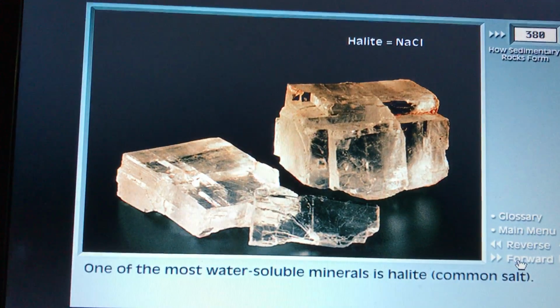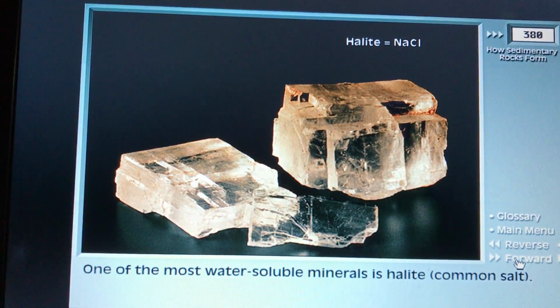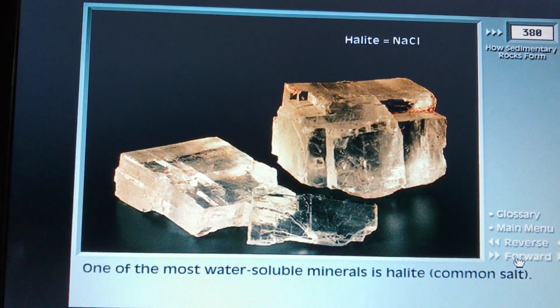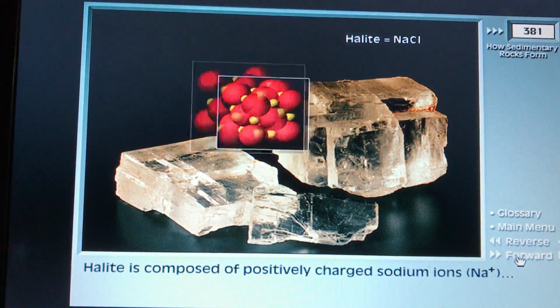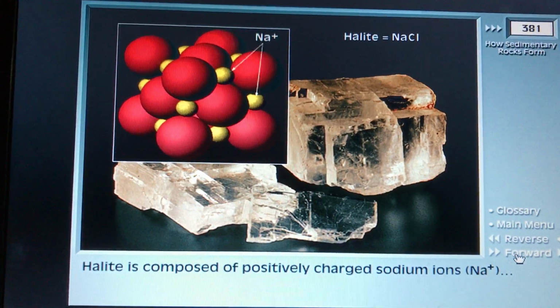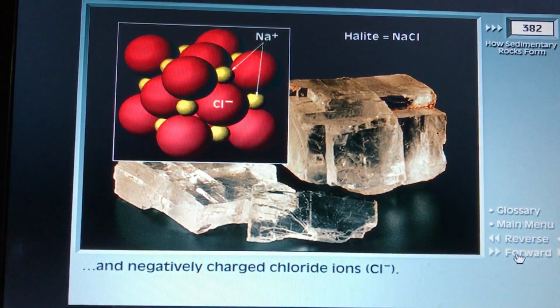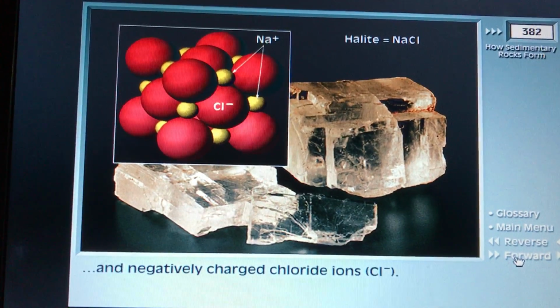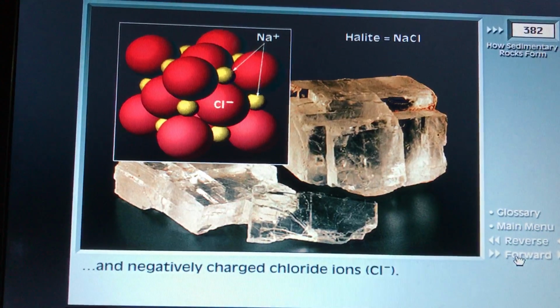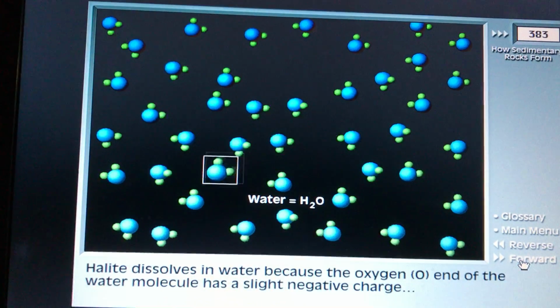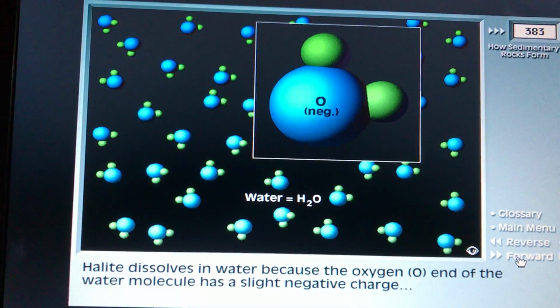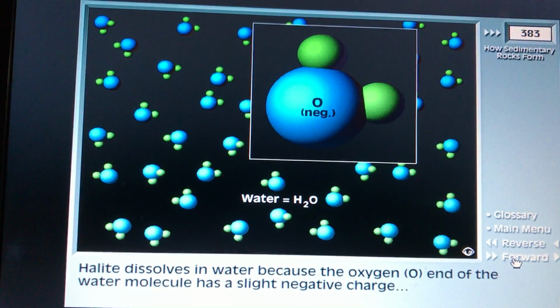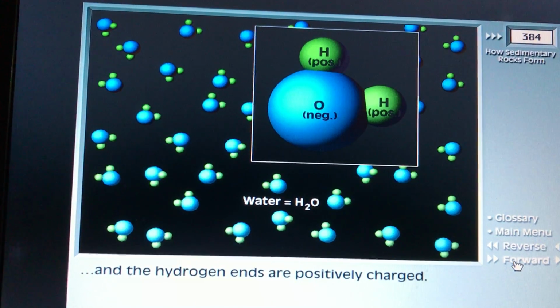One of the most water-soluble minerals is halite, or common salt. Halite is composed of positively charged sodium ions and negatively charged chloride ions. Halite dissolves in water because the oxygen end of the water molecule has a slight negative charge, and the hydrogen ends are positively charged.